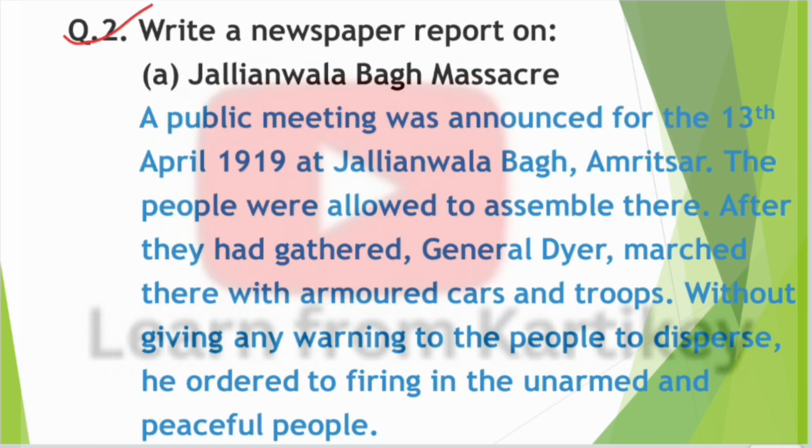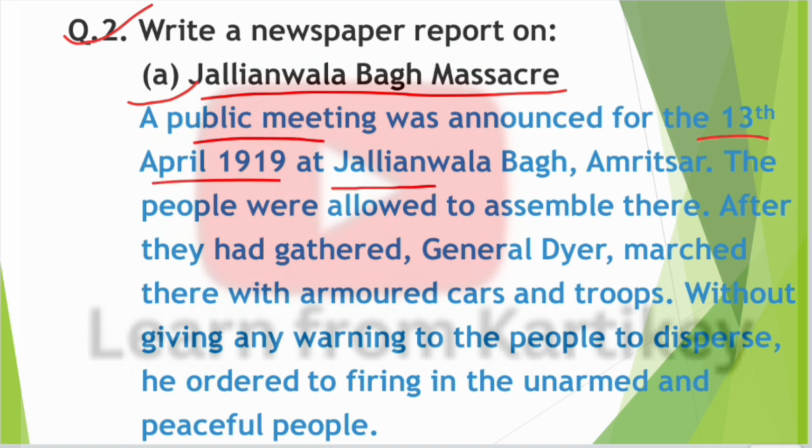Question number 2, write a newspaper report on. First topic, Jallianwala Bagh massacre. A public meeting was announced for the 13th April 1919 at Jallianwala Bagh, Amritsar. The people were allowed to assemble there.